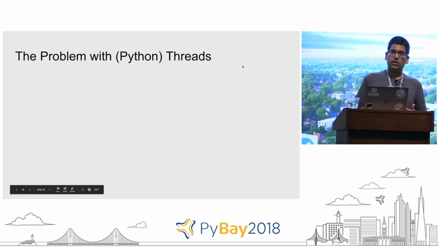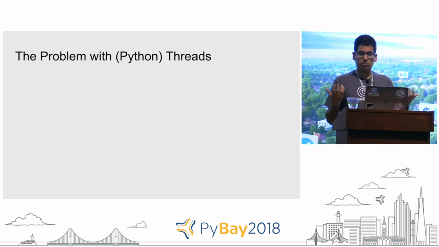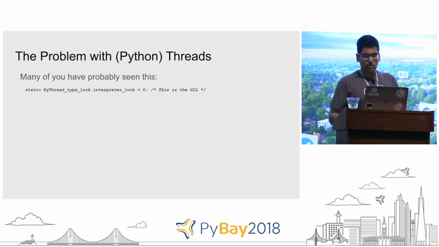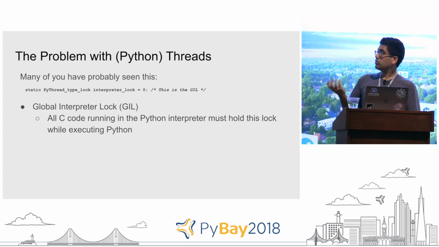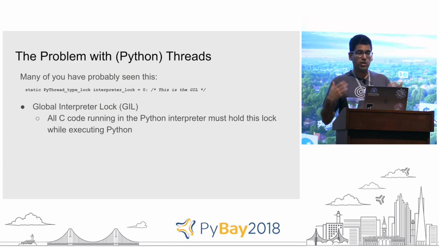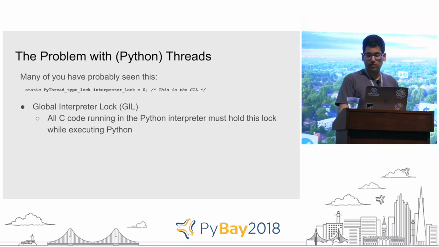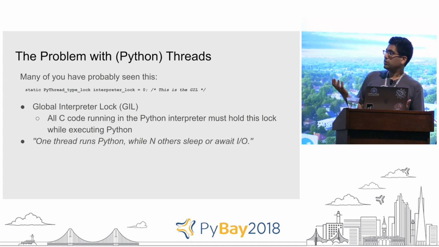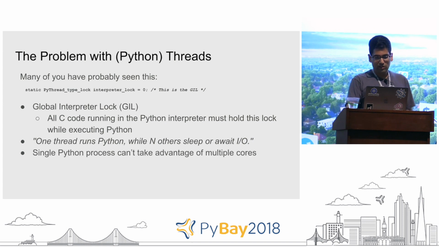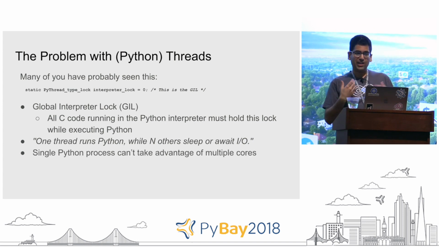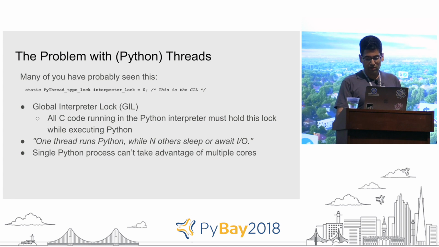So there's an issue here. We're using threads, but there are some issues with Python threads. Many of you have probably seen this if you've ever looked at Python source code or seen articles on it, but this is the global interpreter lock. Essentially this means that all C code running inside the Python interpreter must hold this lock while executing Python. So this loosely translates to one thread runs Python while n others sleep or await I/O. This means that a single Python process can't really take advantage of multiple cores.